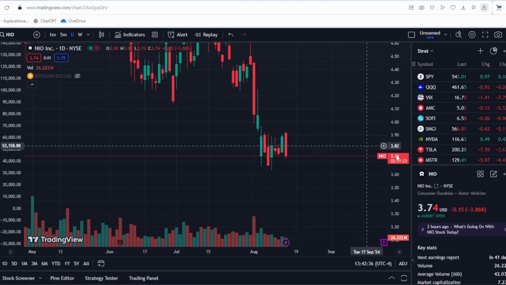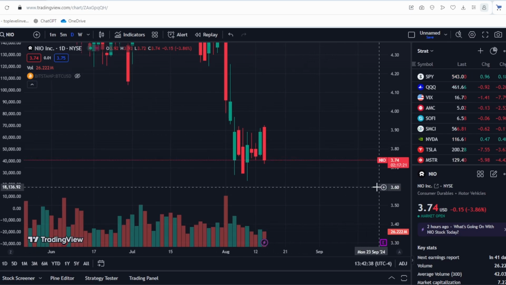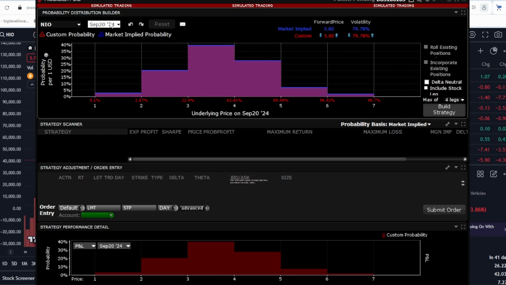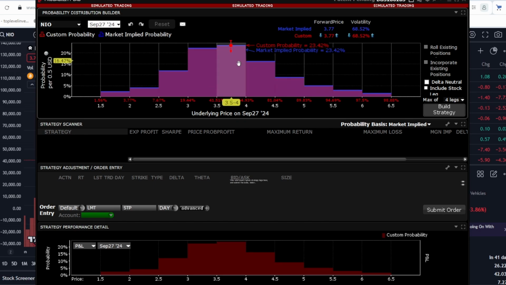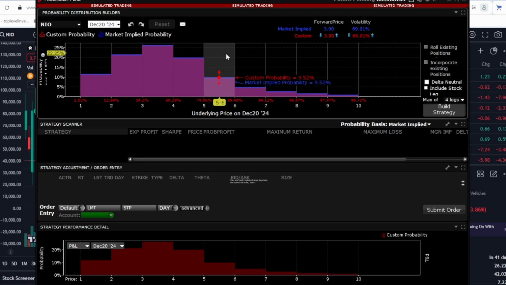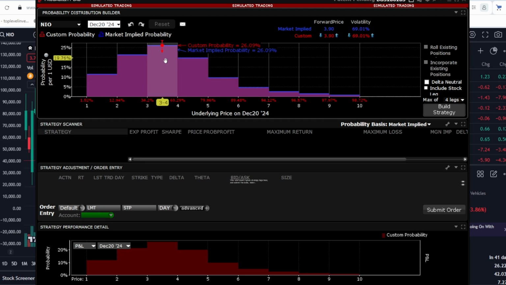This isn't surprising because we have an earnings report coming up at the end of September, and the market is still uncertain about what the outcome will be. However, if we look beyond the report, things become more interesting. We see that the highest probability is that the stock will be in the $3.50 to $4.50 range. This is for September. If we look at longer expiration dates like December, the picture remains the same. The stock is expected to be in the $3 to $4 range.